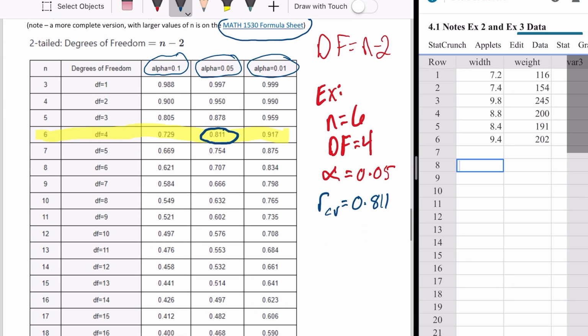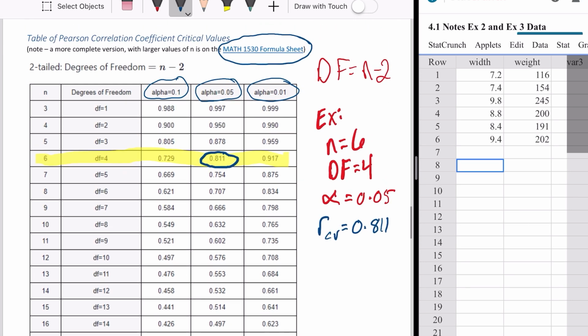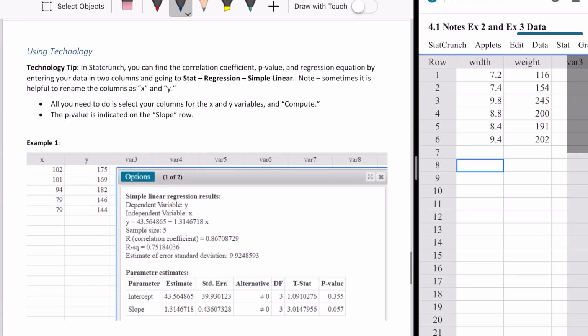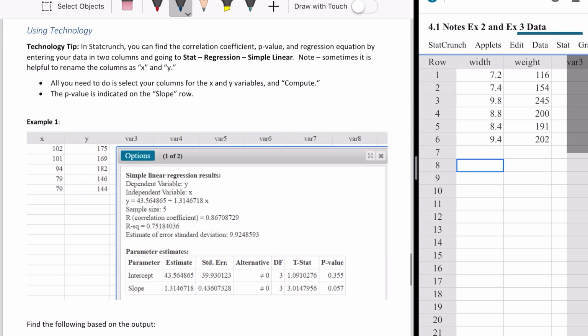There's actually a website also that one of my students found where you can just put in your sample size. It's called mathcracker.com or something like that. Anyway, we highly recommend you use this table at this point until we've verified MathCracker, but you might look for it.